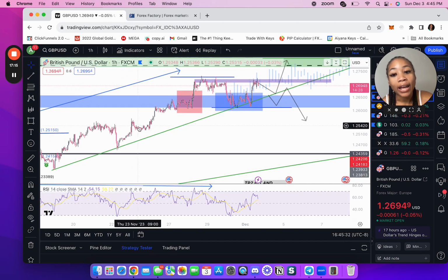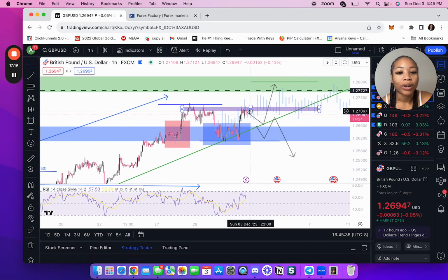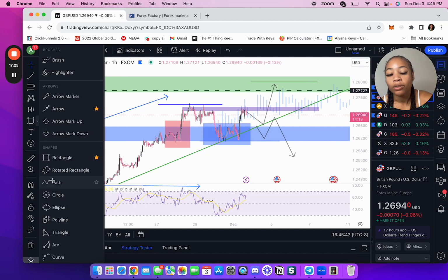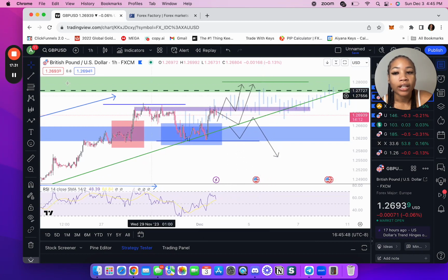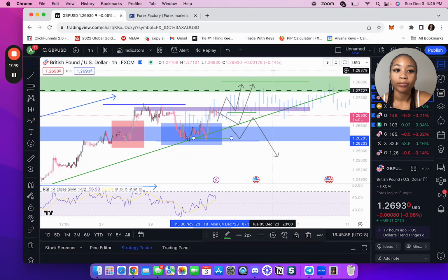Another entry could also be once price breaks through this purple trend line. That could be another entry as well. It goes like here, here, here. Because then we'll be creating a higher low. This low will be higher than this low, showing a continuation of an uptrend.